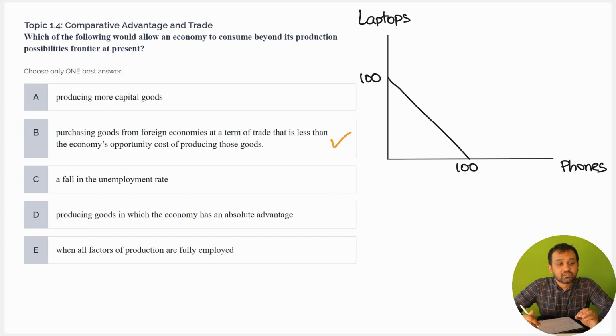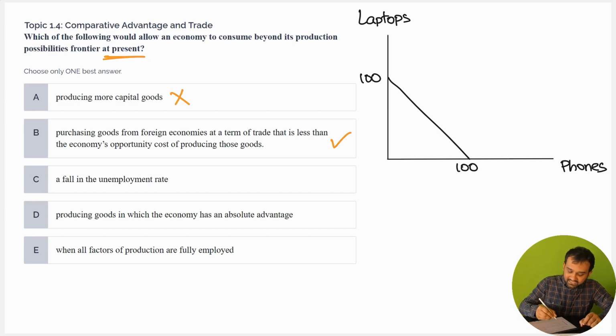So option A. What happens when you produce more capital goods? Capital goods are a factor of production. If you produce more capital goods, the economy's resources will increase, which will in turn shift the PPF outward, allowing the country or economy to consume beyond the PPF that it has right now. Now, the question says, what would allow the economy to consume beyond its PPF at present? So producing more capital goods can help do that in future, but not now. That is why this is not a correct answer.